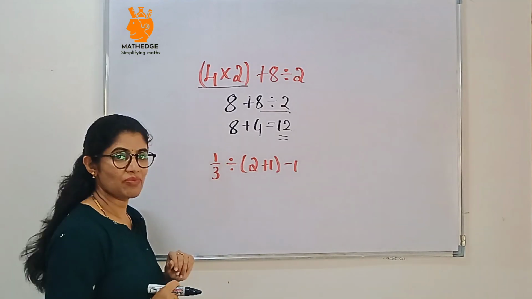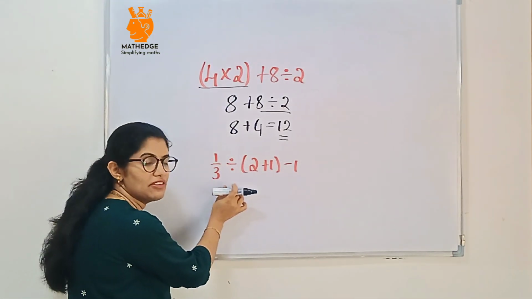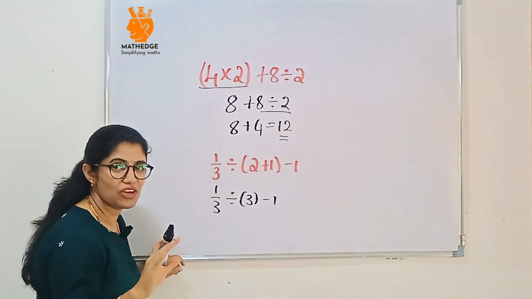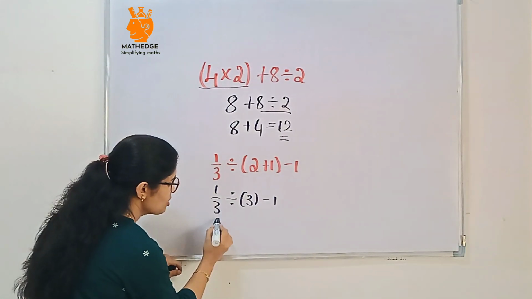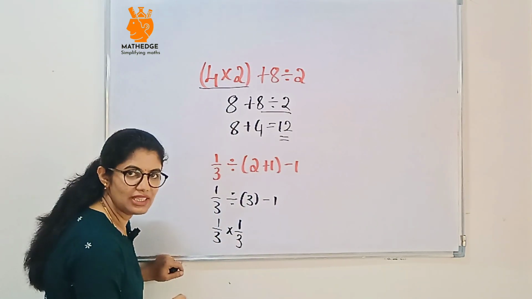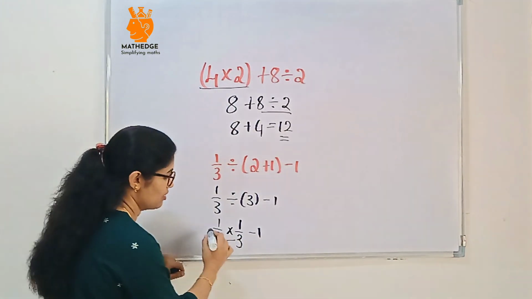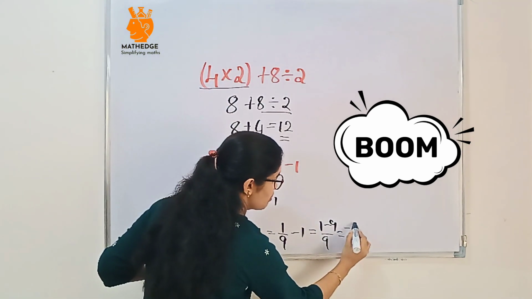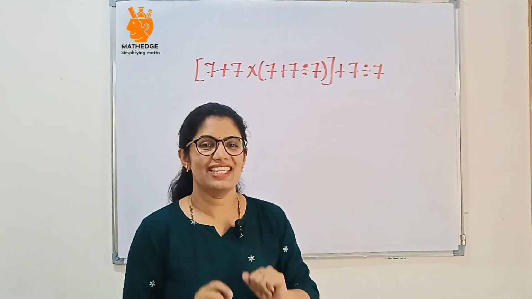Next, consider this. Here, first we should do the bracket, then we should go for division. So 2 plus 1 is 3, then 1 by 3 divided by 3, minus 1. Again here also, first we should choose division over subtraction. So 1 by 3 is there. If I take the denominator, division will become multiplication and 3 will become 1 by 3. Then minus 1. First we should do multiplication, then subtraction. 1 over 9 minus 1. So 1 minus 9 over 9. So it will be minus 8 over 9. Easy, right? Yes. Let's try a trickier one.